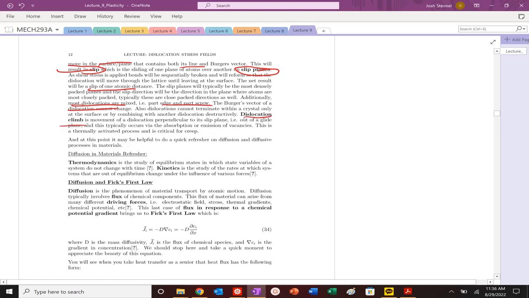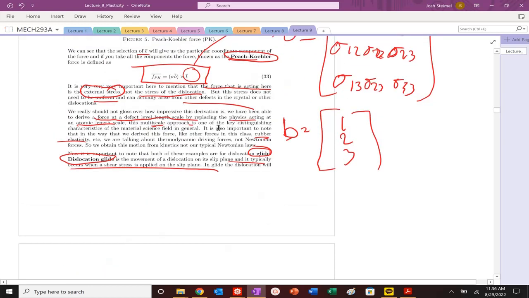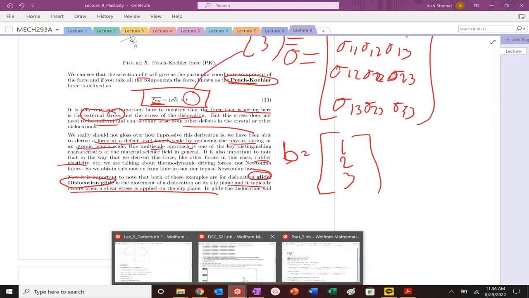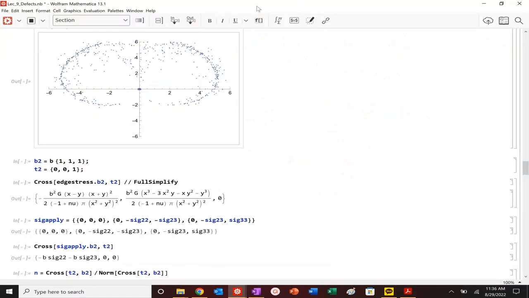And that will be, again, dislocation glide. That is distinct from dislocation climb, which is thermally activated. It's a diffusive process. So when you're applying a force, that is going to move via glide. If you are thermally activating it, that's going to be from climb.